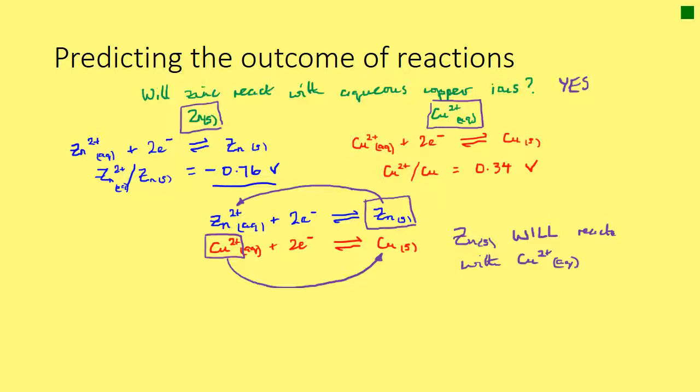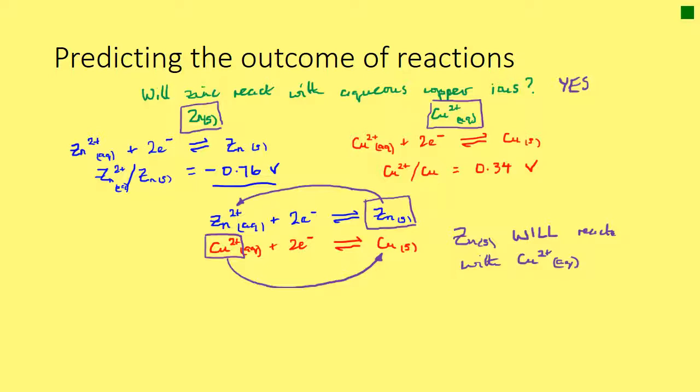Right, so is the zinc solid going to react with the copper ions? That's the question. And the first thing we have to do is write down the two half equations for the redox reaction. So as far as zinc is concerned, let's put zinc in blue, the half equation written in the reduction direction is zinc 2+ aqueous is going to accept 2 electrons, and you're going to end up with zinc.